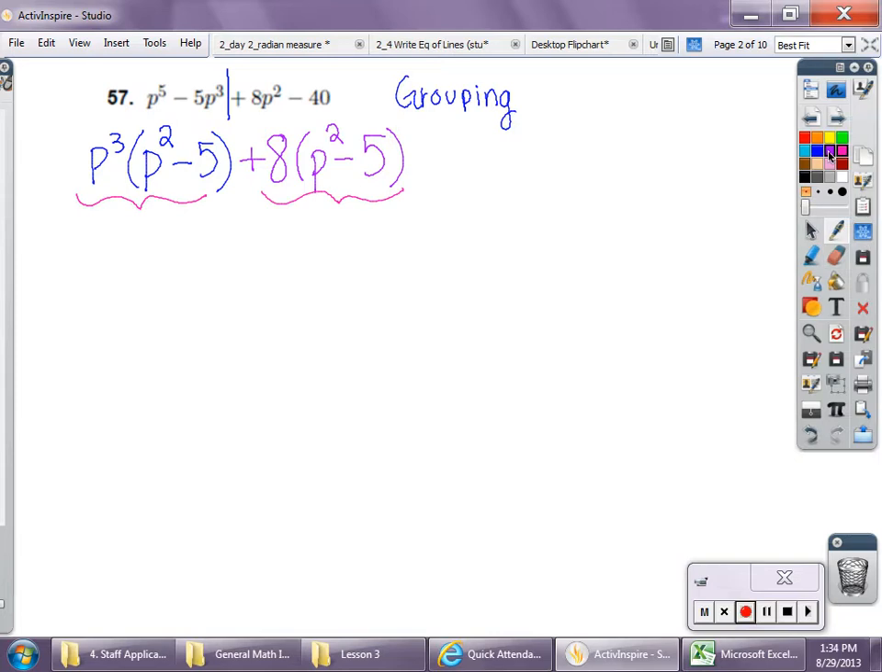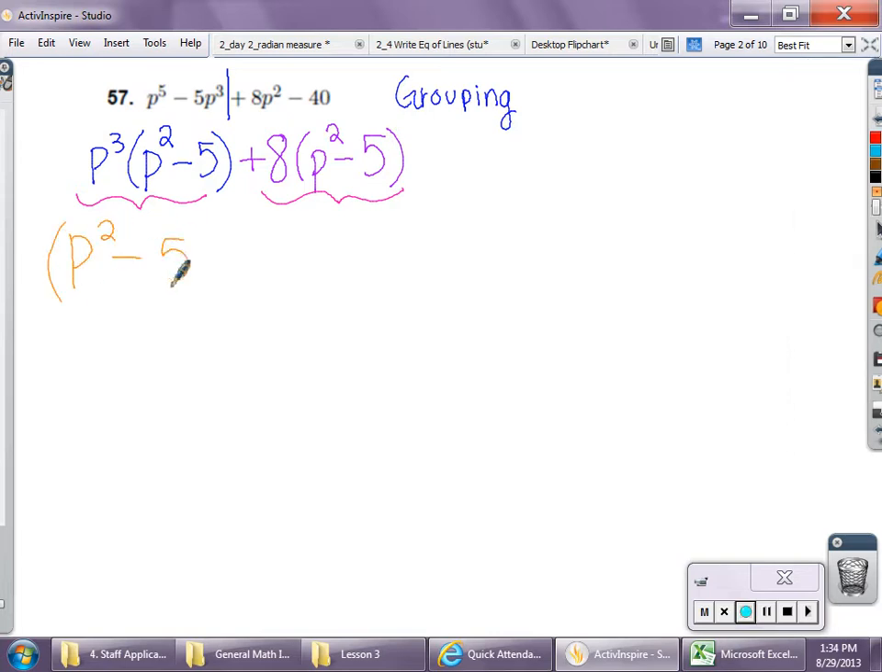So what we do in this case is factor out the p squared minus 5. And now that it's factored out, if we divide the p squared minus 5 from the first term, we'd have a p cubed. If we divide the p squared minus 5 from the second term, we would have a positive 8. So now what we have are our 2 factors. We're actually going to use grouping again, so I wanted to show that.